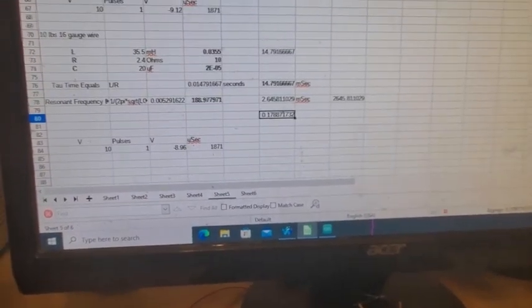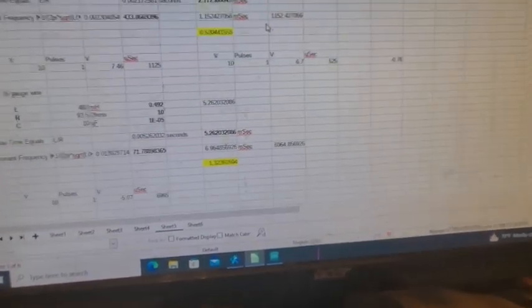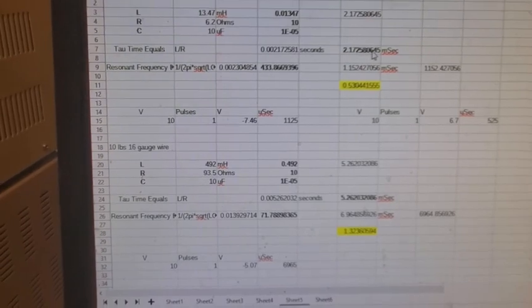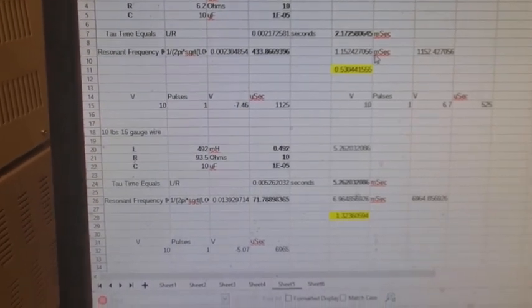Here's this and that. What's this number? This number is the ratio of the tau time divided by the resonant frequency.